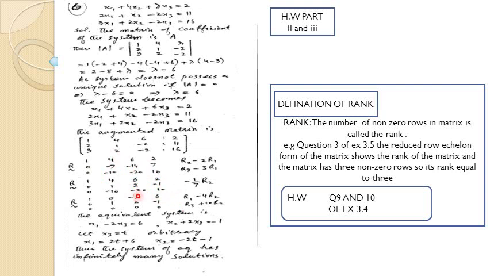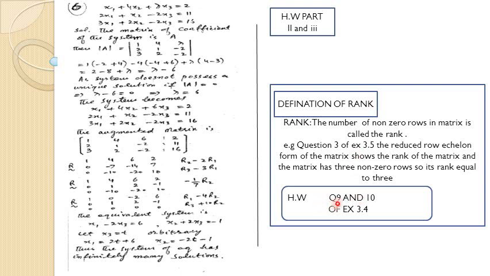Although we have discussed every property in detail, if you want to ask again, you can ask. Now the definition of rank. What is rank? Basically, the number of non-zero rows in the matrix is called the rank. So question number 3 of exercise 3.5: the reduced row echelon form of the matrix shows the rank of the matrix, and the matrix has 3 non-zero rows, so its rank is equal to 3.